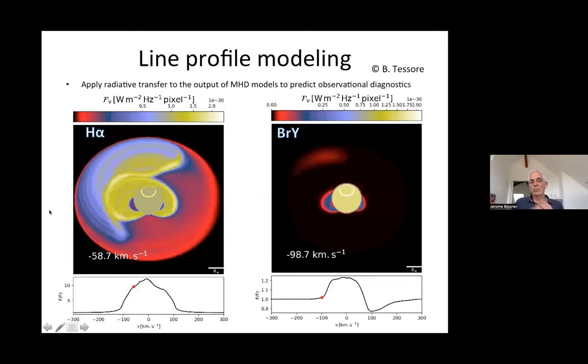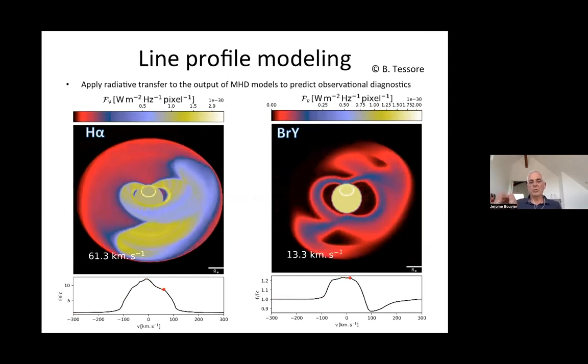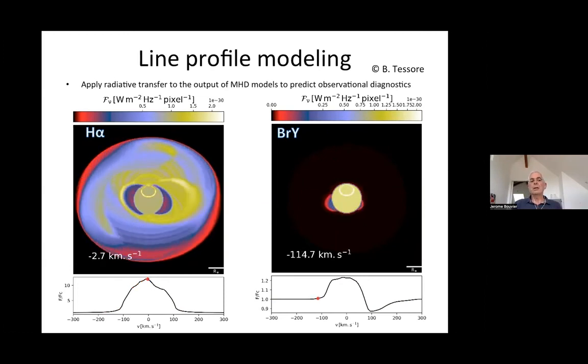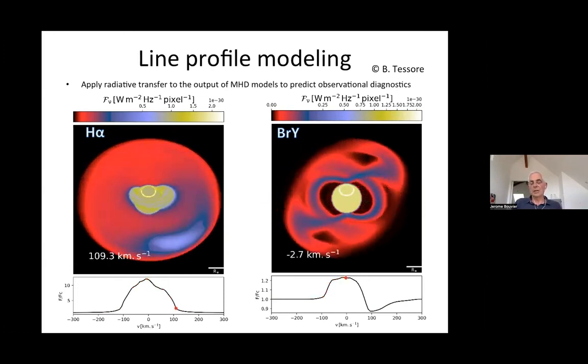This is models. So we put a magnetosphere from the MHD computation. We put hot plasma and we compute within the line profiles. On the left, that's H-alpha, and on the right is Brackett gamma. What kind of emission, where is the emission coming from actually in the magnetosphere?